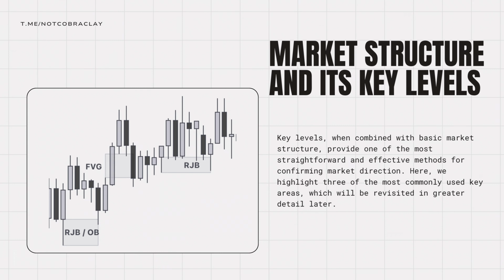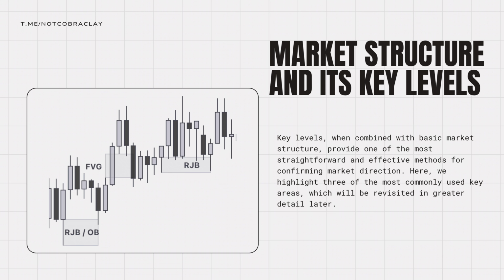Market structure and its key levels. Key levels, when combined with basic market structure, provide one of the most straightforward and effective methods for confirming market direction. Here we highlight three of the most commonly used key areas, which will be revisited in greater detail later. You have rejection blocks, which are big wicks, which can also act as order blocks. You have fair value gaps, which act as internal liquidity, and another rejection block, which is just a wick.